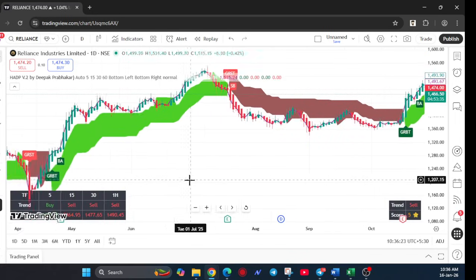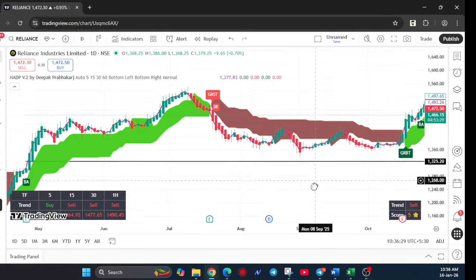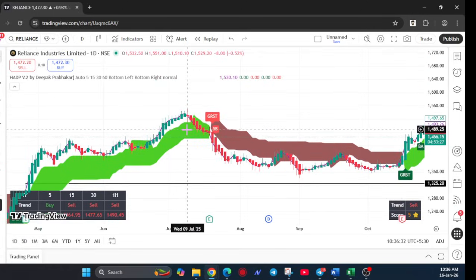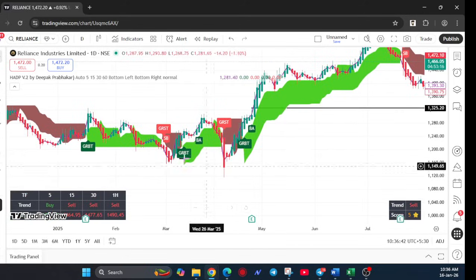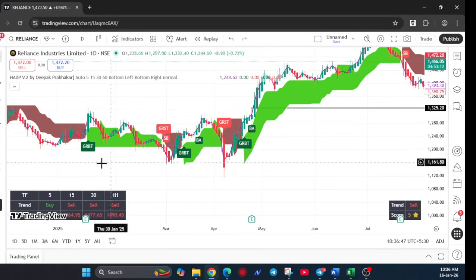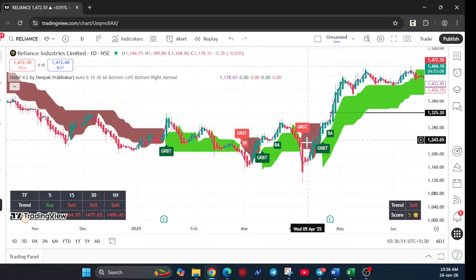See, Reliance Industries entry at 1325, 1551, 200 points, and then you got a GRBT somewhere here, right? See, here sell below did not trigger, no sell below here, nothing. It was consolidating for a long. When it is consolidating, there is no buy or sell signals.